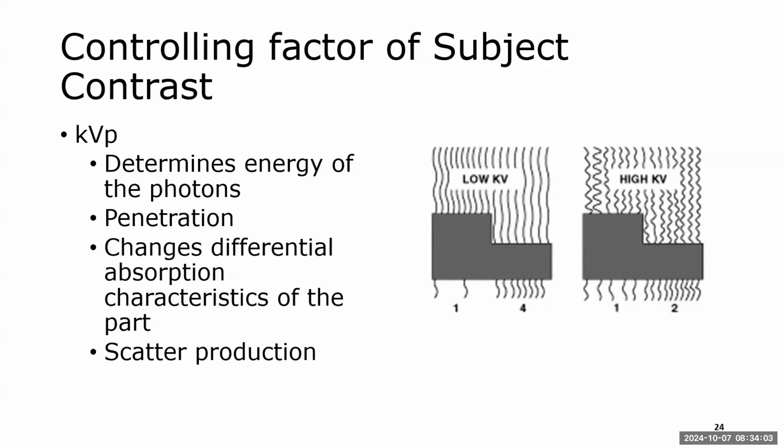because the KVP affects what? The ability of the photon to penetrate the part. So it also affects the amount of scatter that is produced. All of these things are the reason why we use KVP to control subject contrast. Now again, with film, subject contrast and display contrast were the same thing. Are y'all following me? With film, the subject contrast was the display contrast.